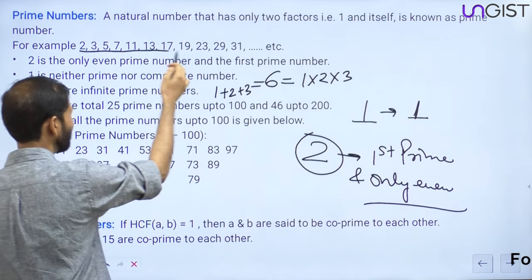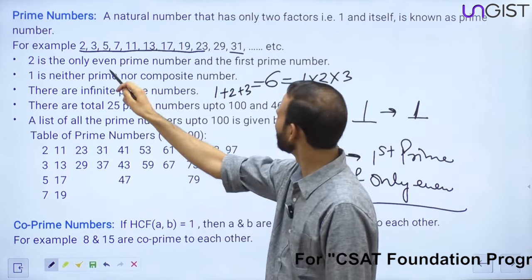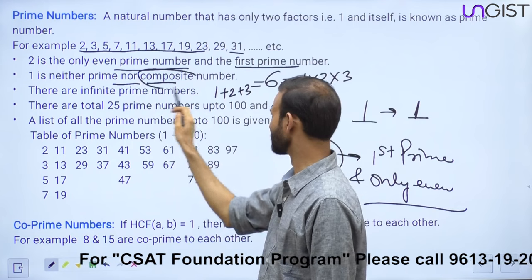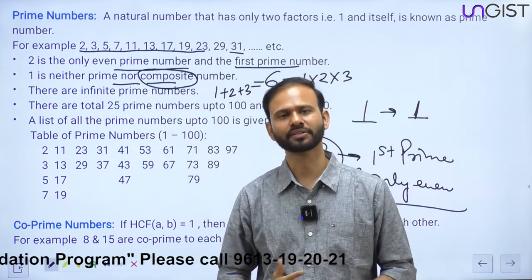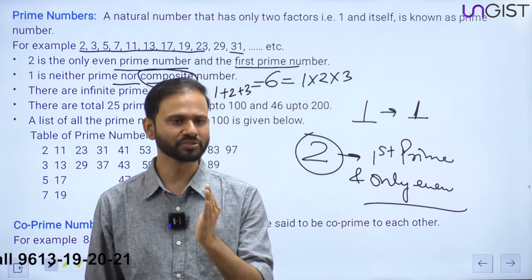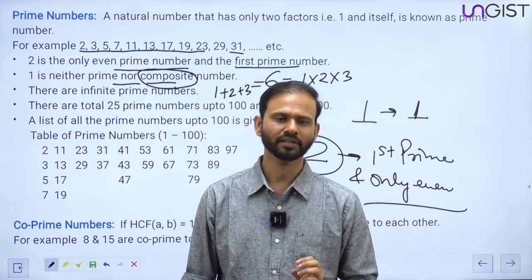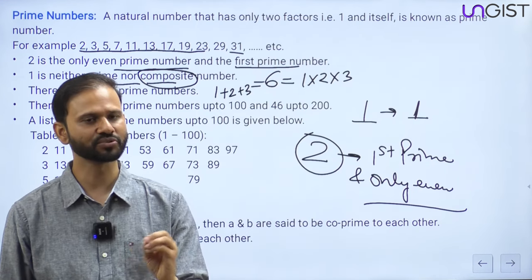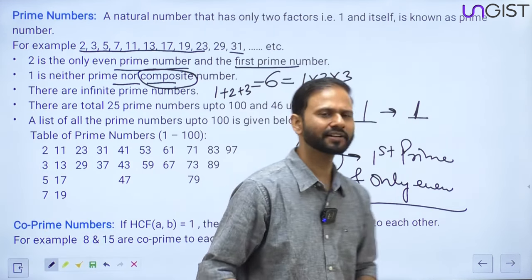ऑलराइट, नाउ जस्ट रीड इट। For example 2, 3, 5, 7, 11 and so on, like these are the prime numbers and 2 is the only even prime number and the first prime number. Okay, 1 is neither prime nor composite. अच्छा गाइज, व्हाट इज कॉम्पोजिट? What is composite? Composite is the complementary of prime, right? The number which is not prime is composite. Clear? Which has more than two factors. ठीक है? The number which is not prime is composite. Fine. Okay. After that, there are infinite prime numbers.